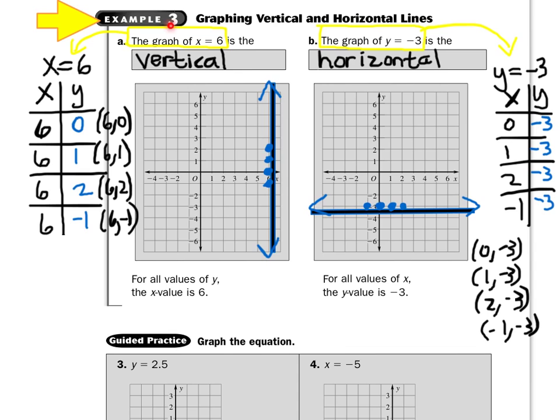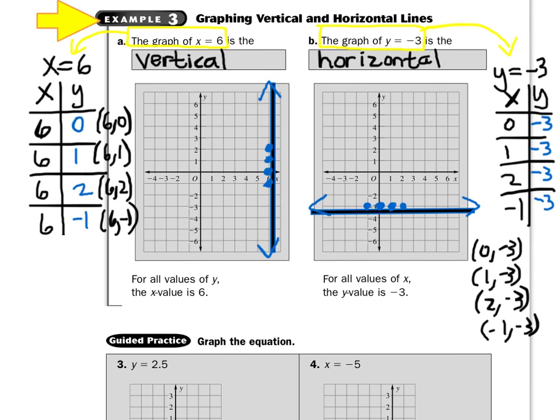Okay, so now let's look at example 3, graphing vertical and horizontal lines. So they want us to look at the graph of x equals 6. Well, right away, I want you to notice something. There is no y. It's just x. And so people say, well, how do I do this? Well, watch. I want you to do an x column and a y column.